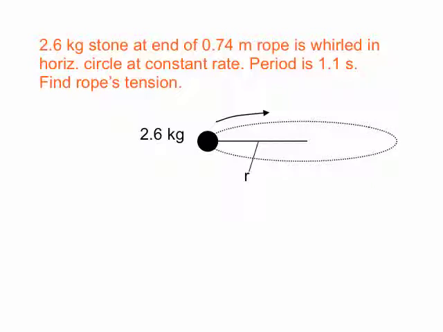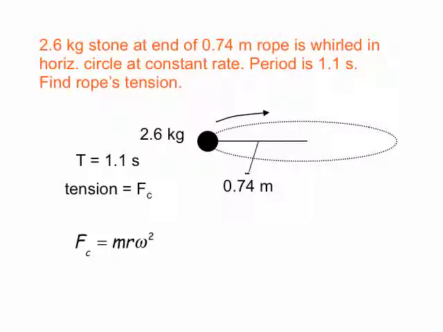A 2.6 kilogram stone is at the end of a 0.74 meter rope, and it's twirled horizontally at a constant rate. The period for this is 1.1 seconds. What's the tension on the rope? Well, the tension is a centripetal force, right? The period is 1.1 seconds. Tension is centripetal force, which is mass times the radius times the angular velocity squared.